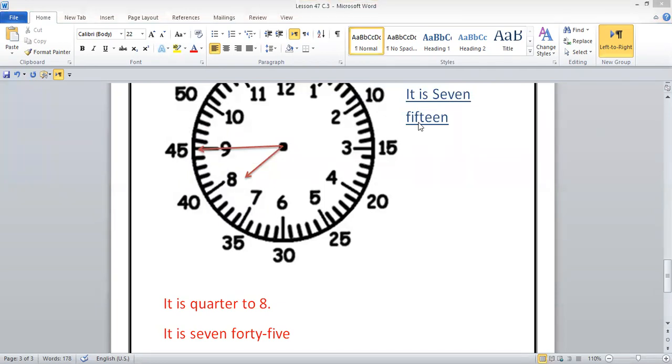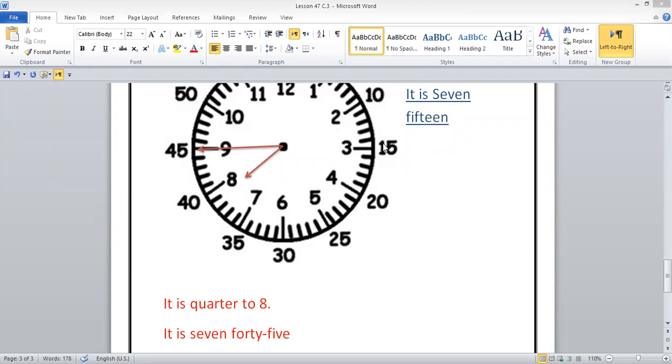Sir, because it is called quarter to 8. Does this mean quarter to 8? Exactly. It is quarter to 8.